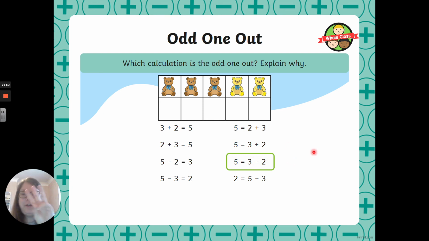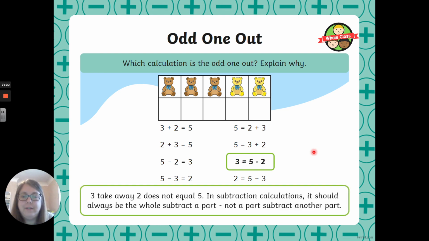Let's have a look. If I've got 3 and I take 2 away, how many am I left with? I'm left with 1. So that isn't right, is it? So we could write it as 3 equals 5 take away 2. Because if we've got 5 and we take 2 away, then we're left with 3. So they're the ones that we've got to be careful of, isn't it? That's the tricky part ones.